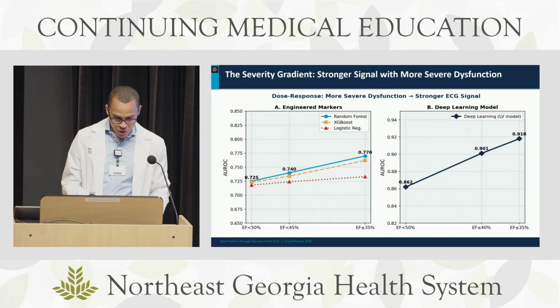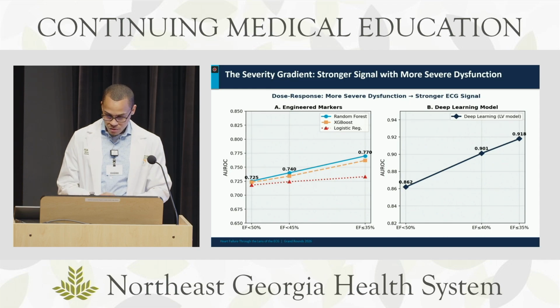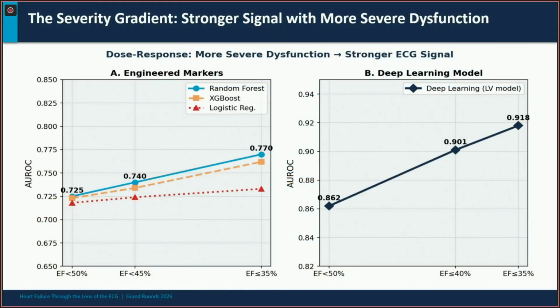And on this chart, we can see the dose response of this model. We can see that this trend goes higher the lower your EF is. And here I'm comparing the performance of the deep learning model with the performance of the model I built with the engineered markers alone. And we can see that it's obviously a lot higher.